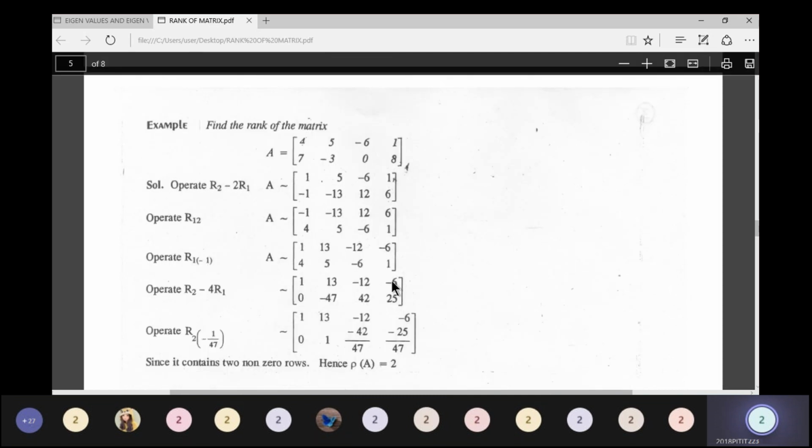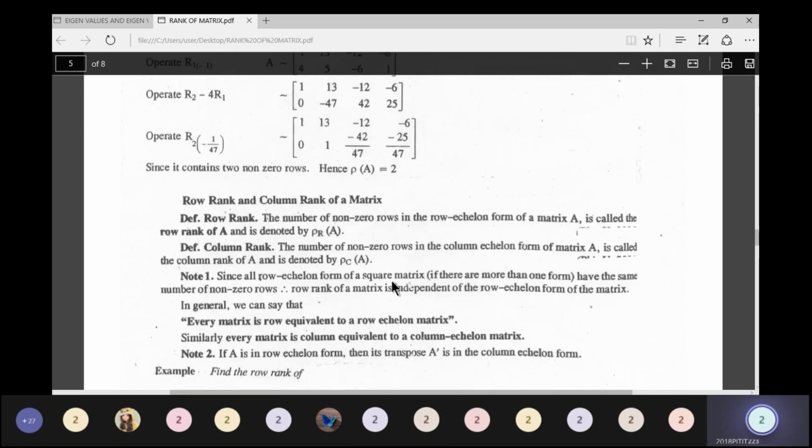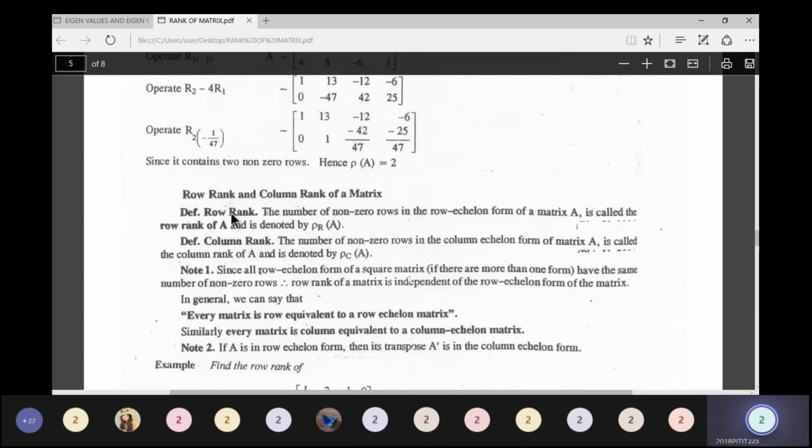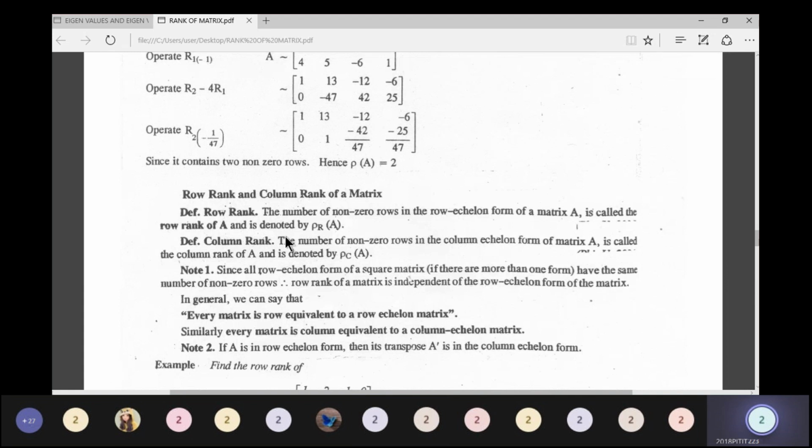So this is how we are finding the rank of the matrix. Row rank and column rank of the matrix. What is row rank and column rank? The number of non-zero rows in the row echelon form of the matrix is called the row rank of the matrix. The number of non-zero rows in the column echelon form of the matrix is called the column rank of A. Since row echelon forms of the matrix have the same number of non-zero rows, the row rank of the matrix is independent of the row echelon form of the matrix.